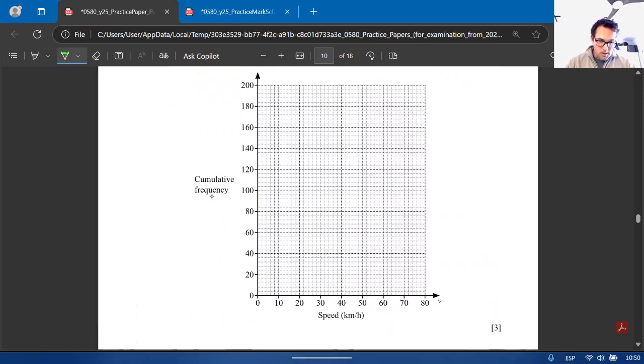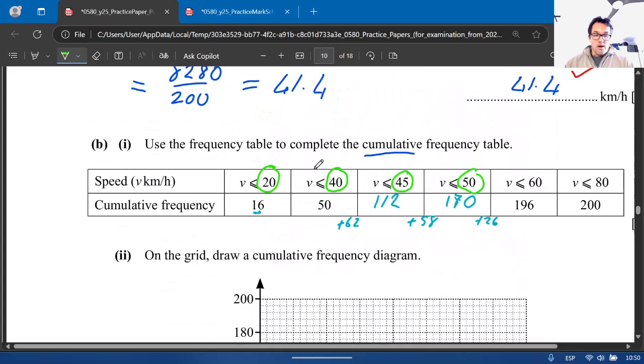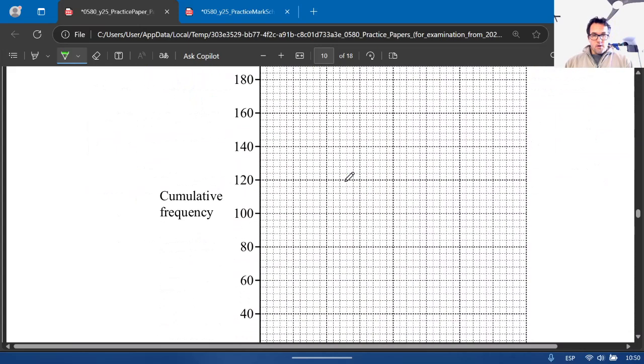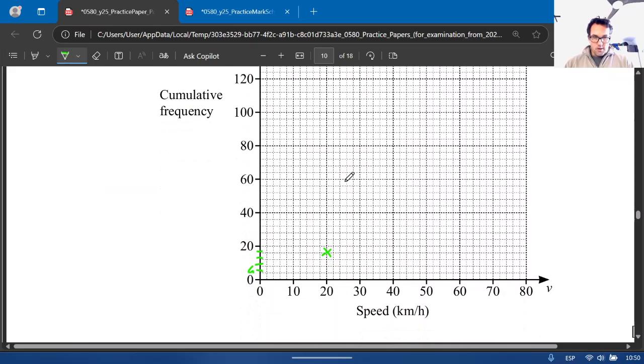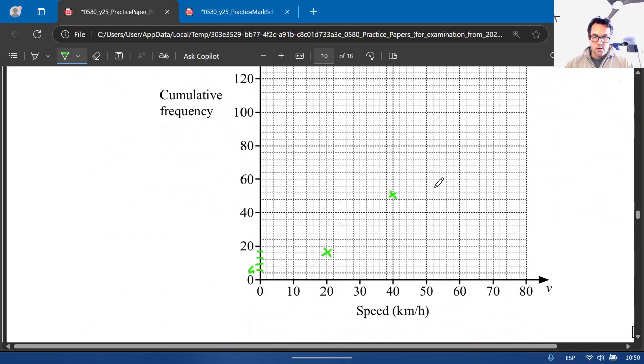Look at the squares. They are going up in 4s, are they not? Let's zoom in. Do this right. Okay, let's count them. 4, 8, 12, 16, 20. So they go up in 4s, yes. So 16 is 4, 8, 12, 16. Right there. Be accurate. 40 kilometers per hour or less, 50 cars. So 40 and 50 would be halfway between 60 and 40. Then we got 45 and 112.